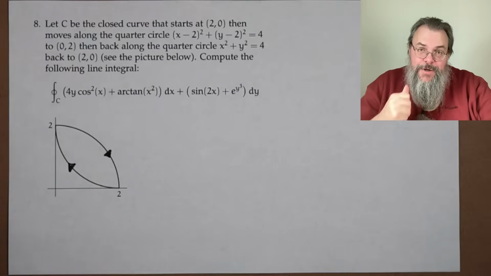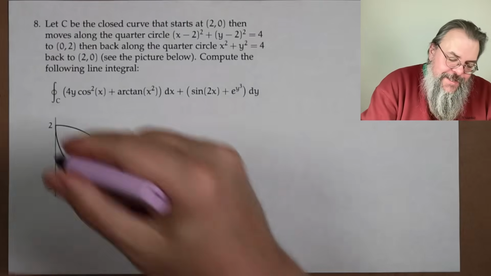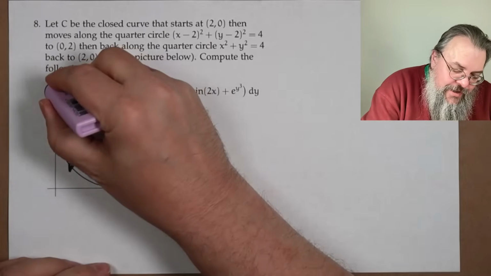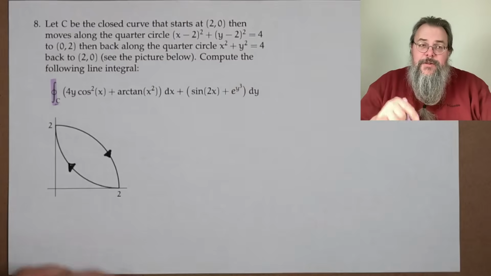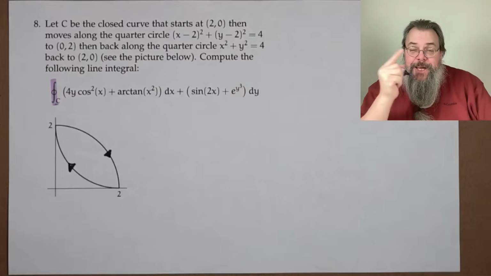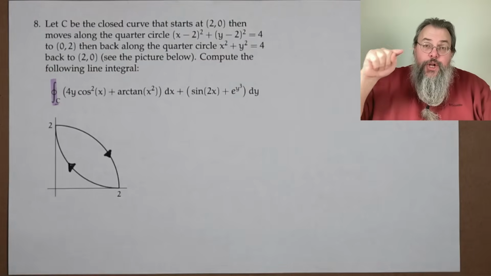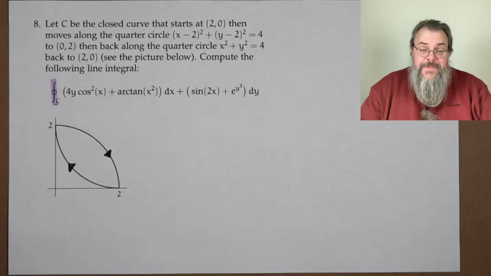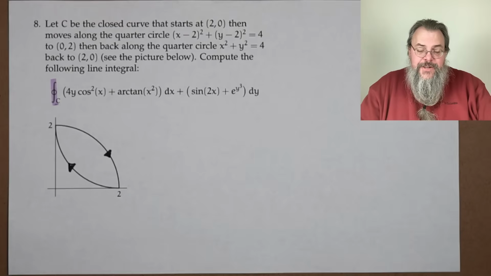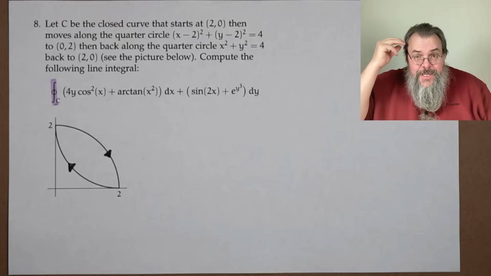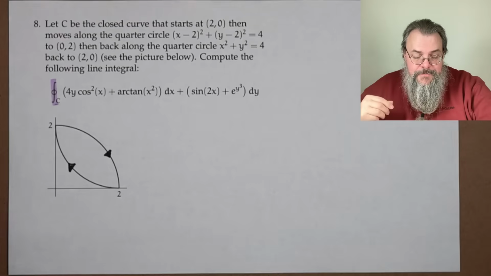Big hint number 1, and it's seen in the integral. It's also seen in the picture. You see that little halo, that circle? That tells us this is a closed curve. All right, when we see integrals on closed curves, we start thinking Green's theorem.